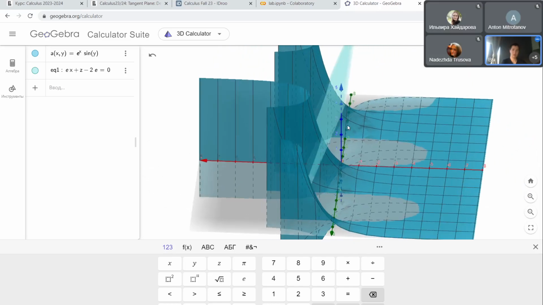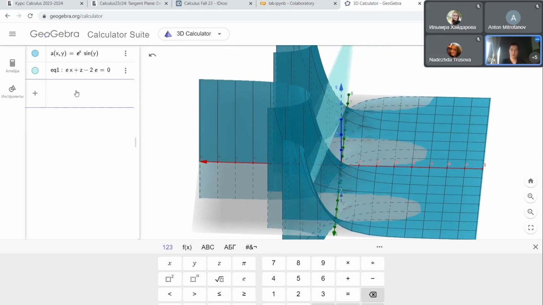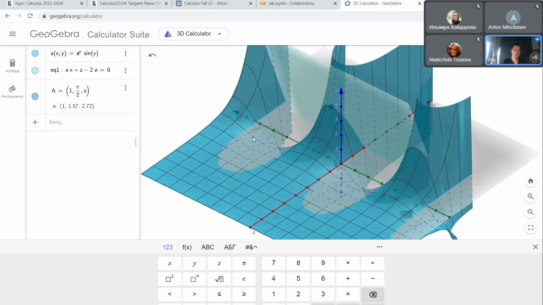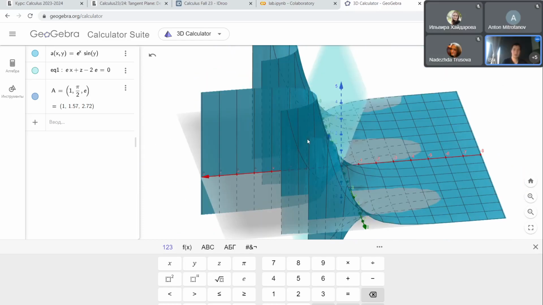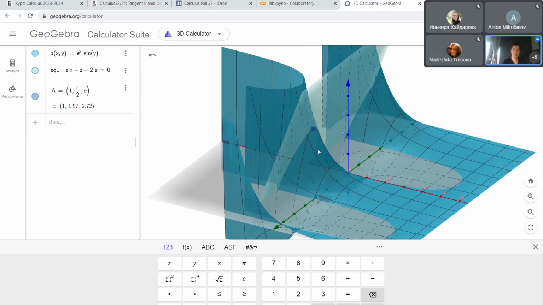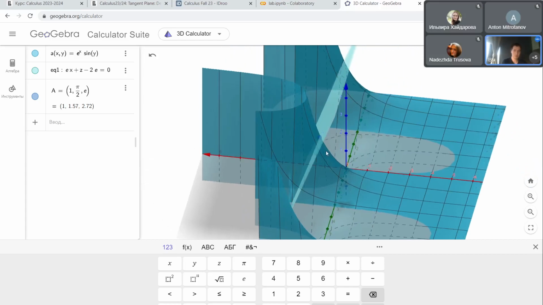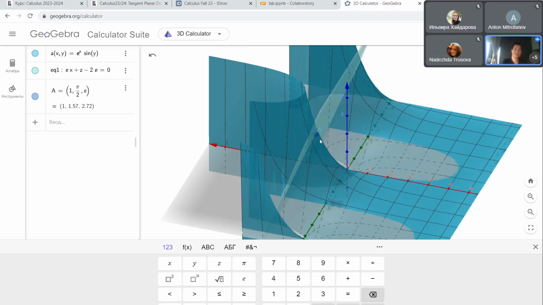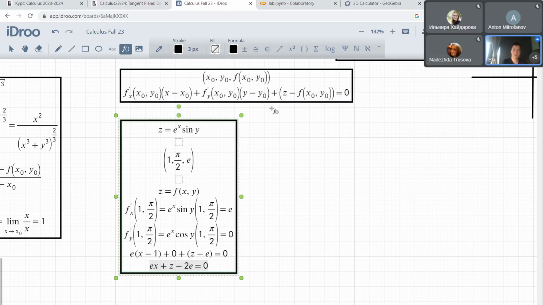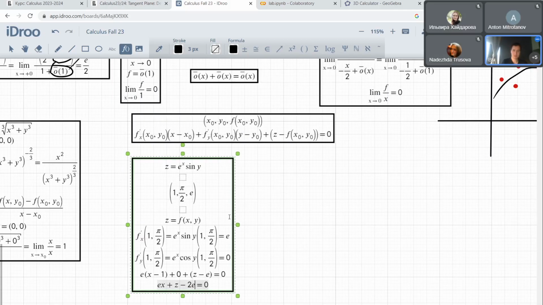And now I need a point like (1, π/2, e). And what did I get? Oh no, I got something strange. Maybe I miscalculated something, because it looks more like an orthogonal plane instead of a tangent plane. Am I right in my computations?